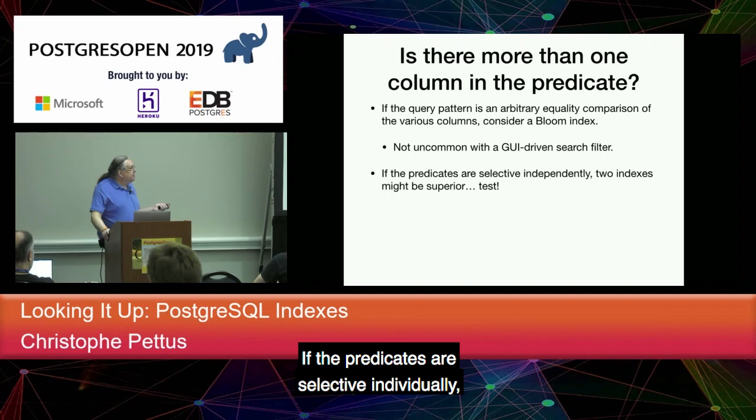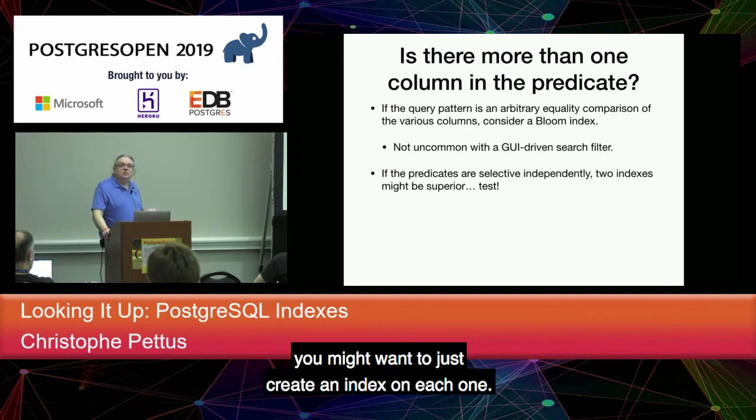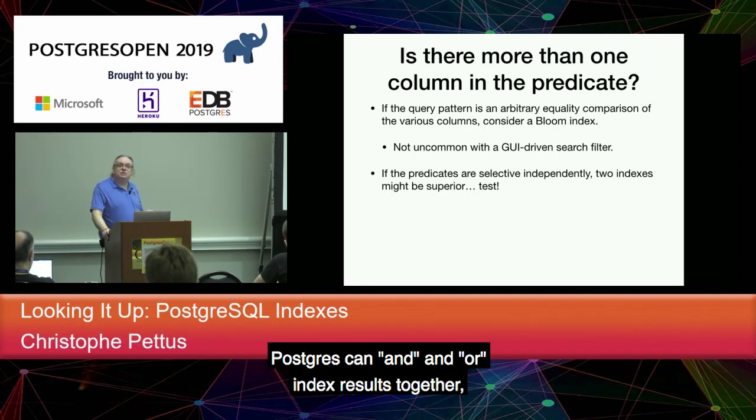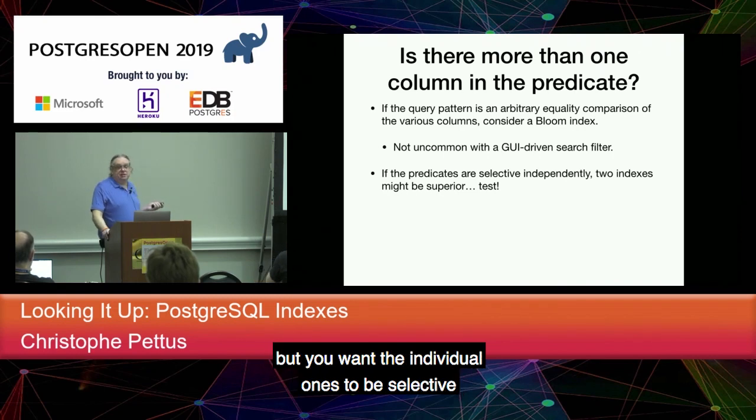If the predicates are selective individually, you might want to just create an index on each one. Postgres can AND or OR index results together. But you want the individual ones to be selective in that case.